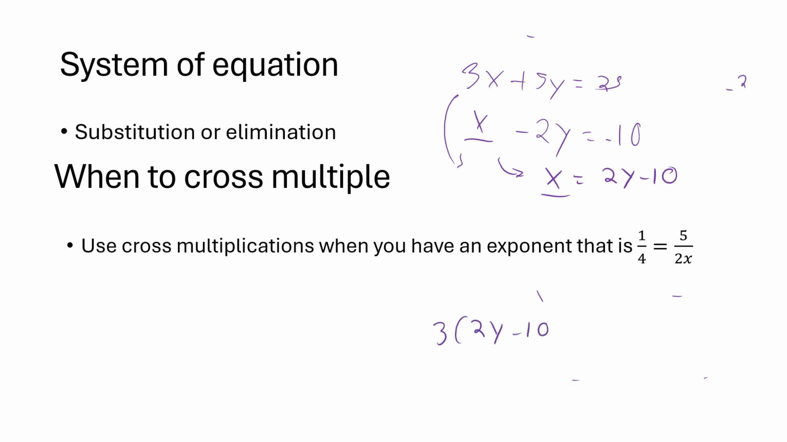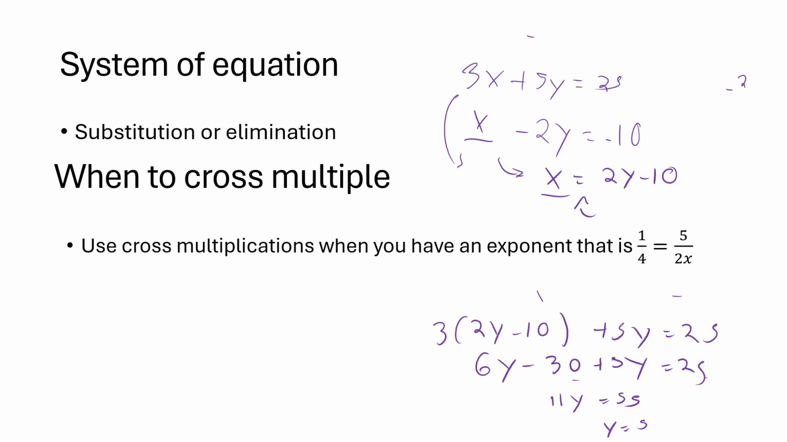2y minus 10 plus 5y equals 25. Solve for y real quick, and we get negative 30 plus 5y equals 25. 11y equals 55, y equals 5. Now that we know what y is, we can solve for x, which is the equation we had made in the first place. So now we get x equals 25 minus 10. X equals 0.